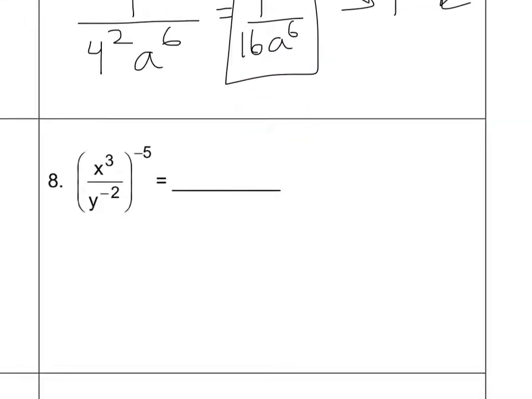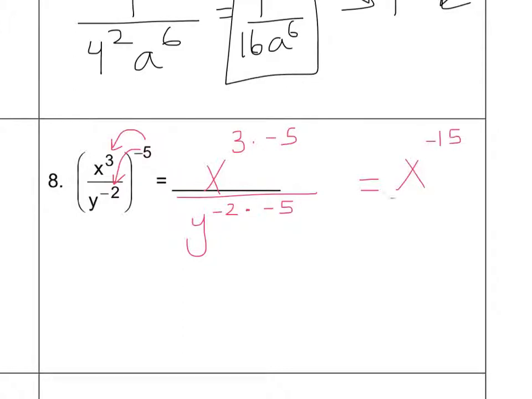Again, even though it's a fraction, you still need to distribute the power to each one of them. So it's going to be x to the power 3 times negative 5 over y to the power negative 2 times negative 5. So 3 times negative 5 would be negative 15. So let's write it down. x to the power negative 15 over y to the power positive 10.